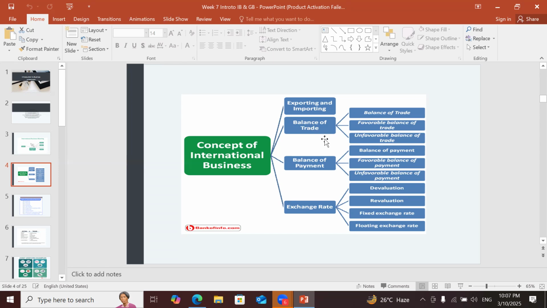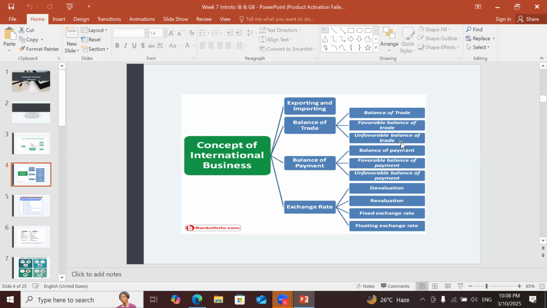Balance of trade. We can categorize balance of trade under three heads: balance of trade, favorable balance of trade, and unfavorable balance of trade. Balance of trade means how much you export and how much you import. Export is equal to import. This is the balance of trade. When there is no balance, more export or more import, this is imbalanced trade.